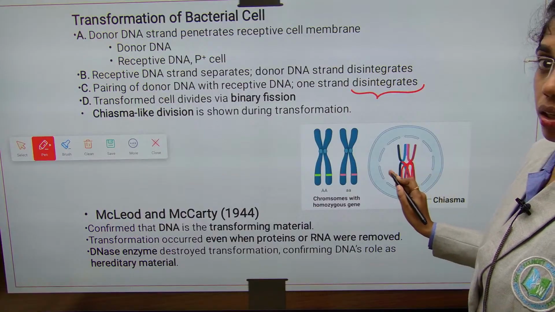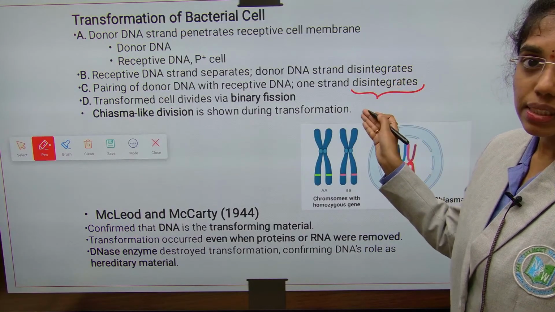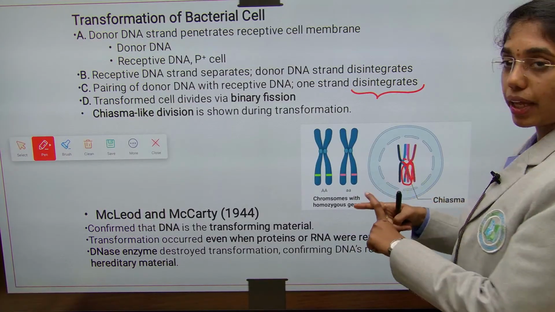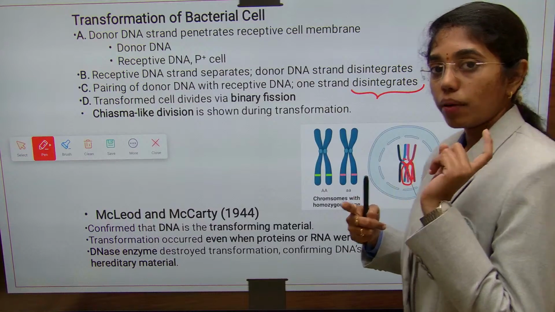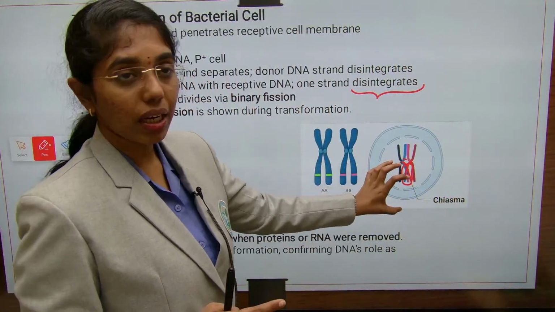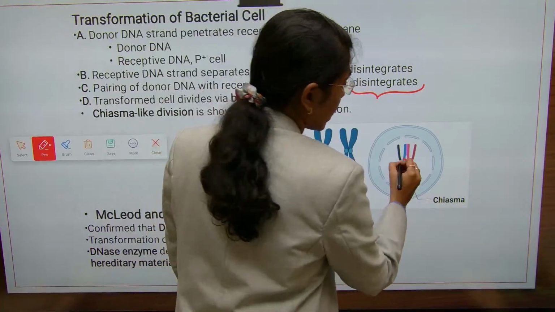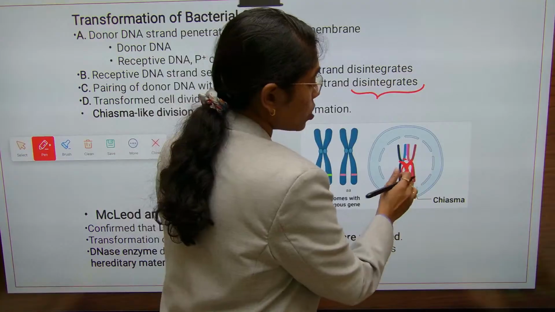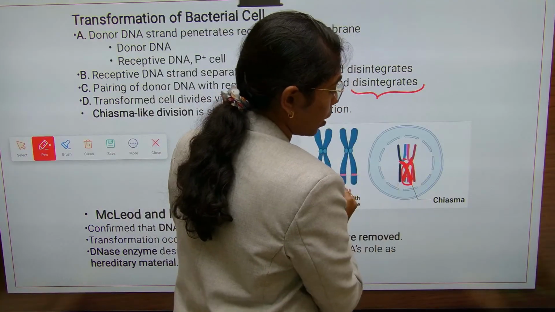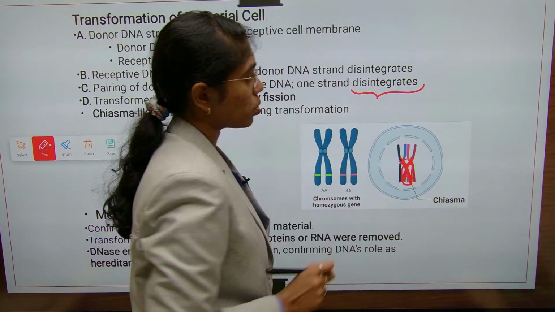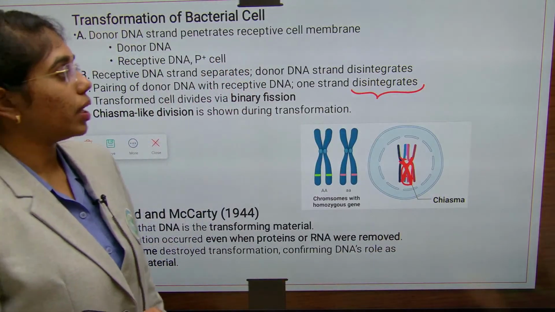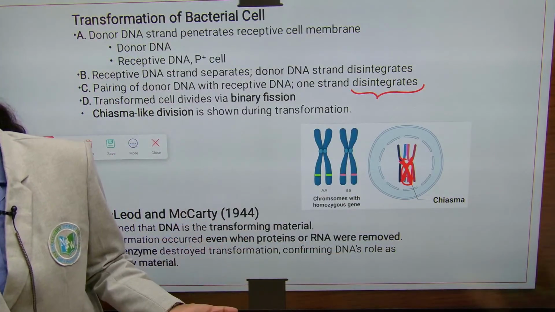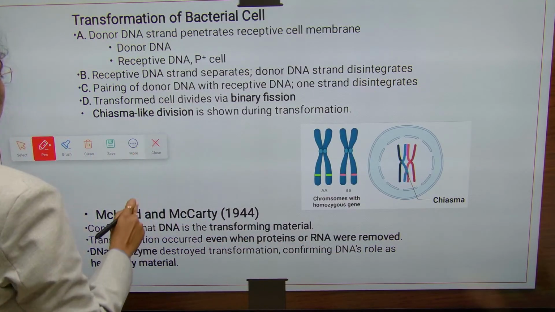The terminology is very simple. At the time of pairing, what happens? Recombinase enzyme will make the recombination possible here, wherein chiasma is also formed, and X-shaped structures will begin over here. So at the time of pairing, one strand of the chromosome will lose its structural stability, which means it is getting disintegrated. That's it. Understood now?